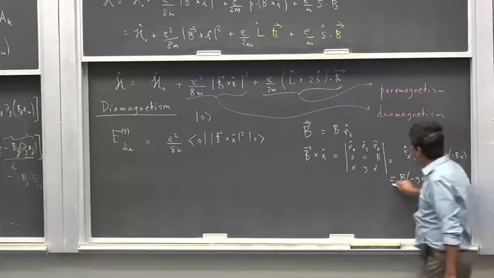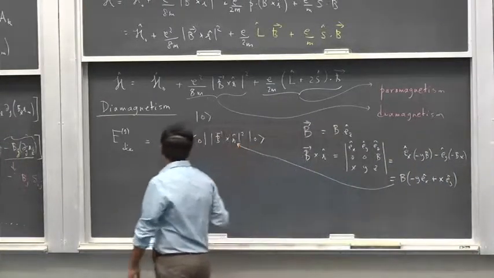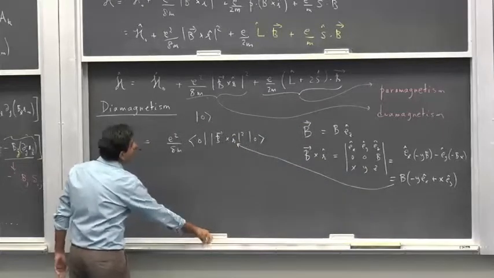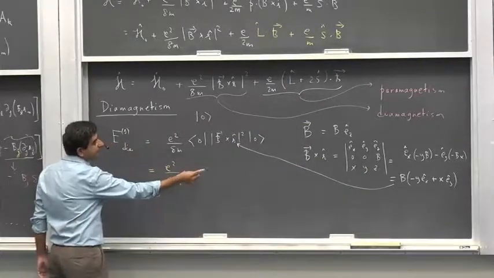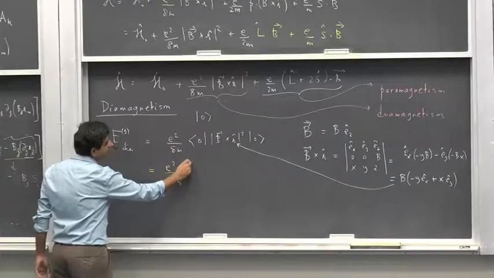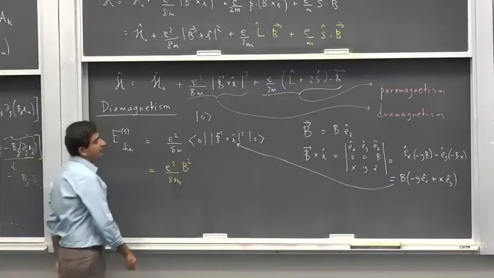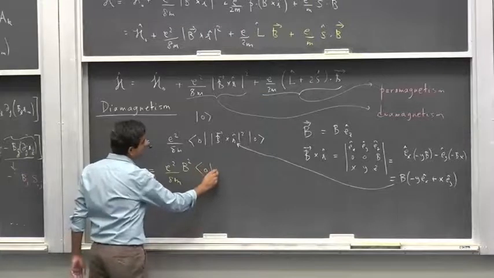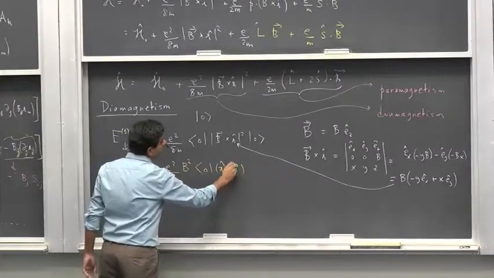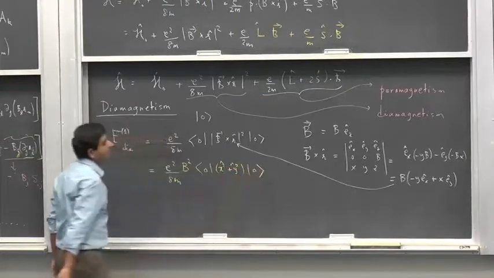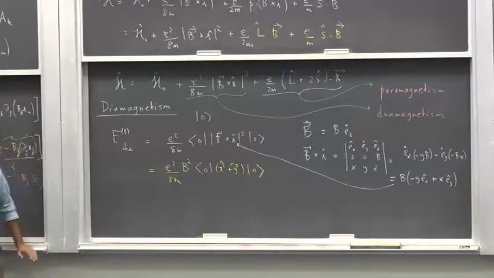Now I put this in here, that's all I need to do. When I put this in here, I get e squared over 8m. This B is a scalar, I take the square and can take it out. Now I take the square of this, and I need the expectation value of the x squared and y squared operators. This is my first order correction to the energy.